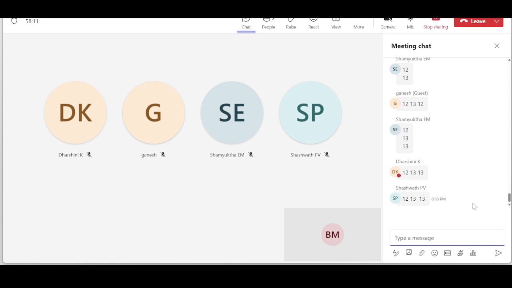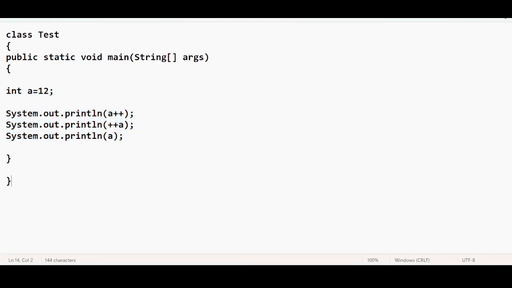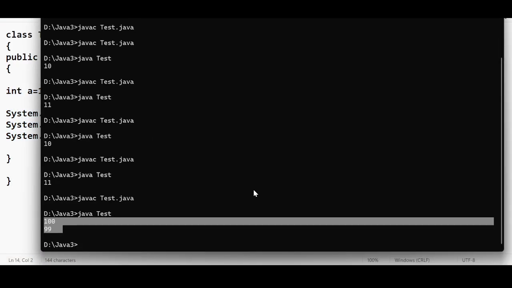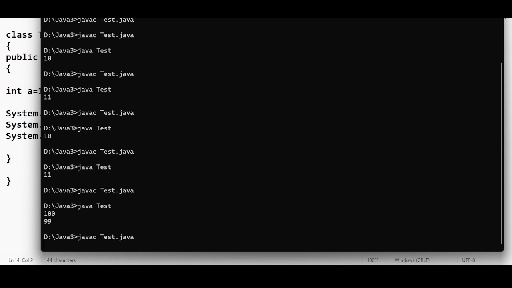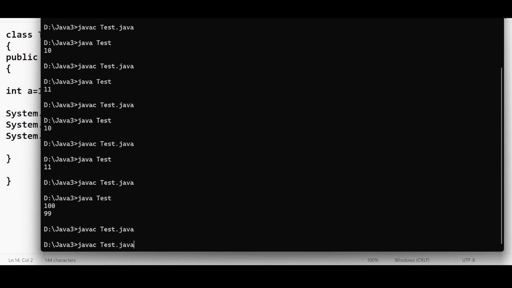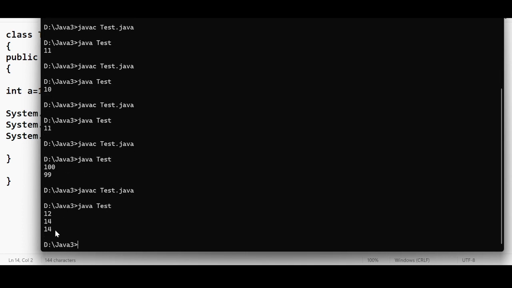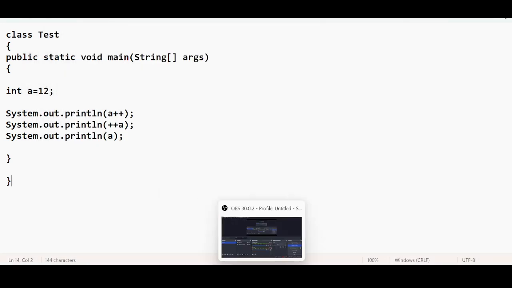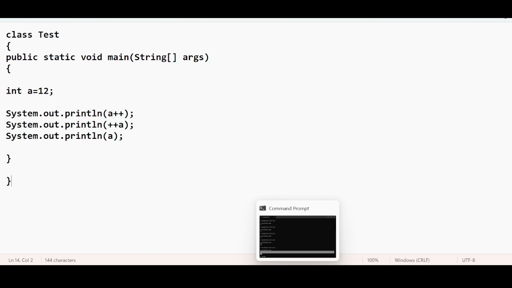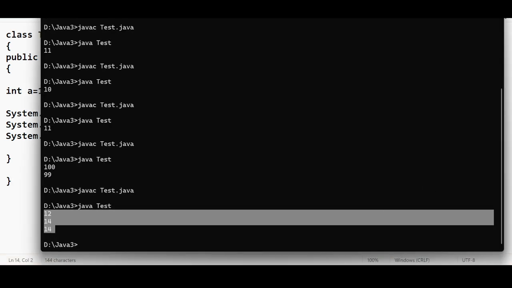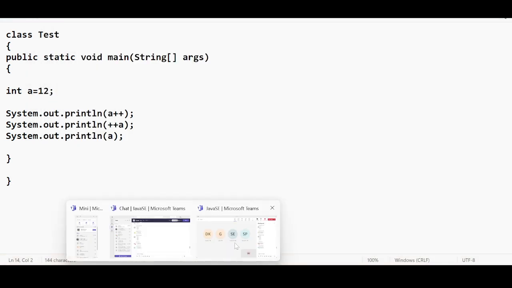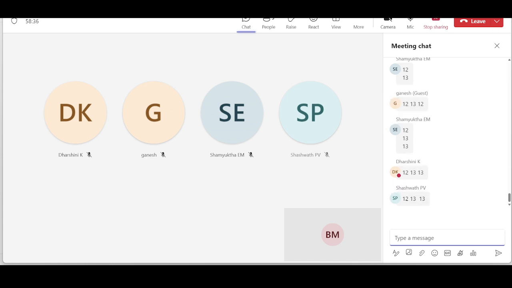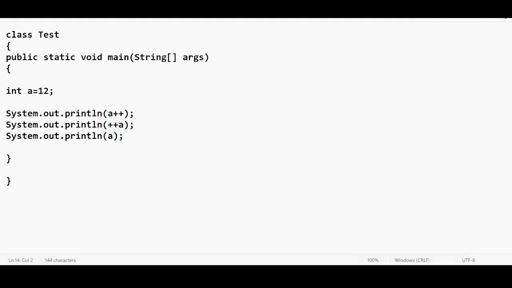Okay, let's see the answer. Let me save this. javac Desktop Java, then java 12, 14, 14. Right? Did anyone say 12, 14, 14? Yes, no. 12, 13, 12, 13. Okay, why are we getting 12, 14, 14? Right? Why are we getting this?